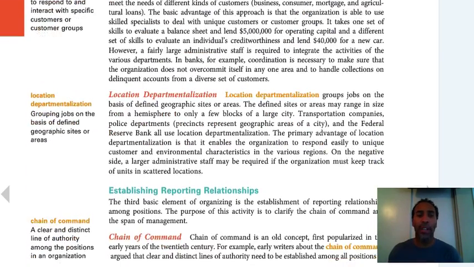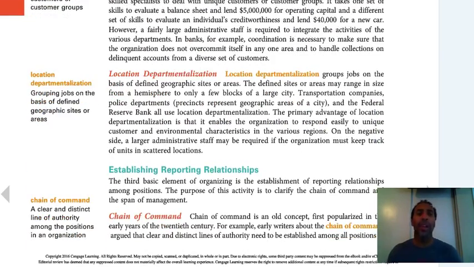Location departmentalization is grouping jobs on the basis of defined geographic sites or areas, right? So because you're in this area, I'm going to have you report to this person and your function is going to fall under this area. And that definitely makes sense. The defined sites or areas may range in size from hemisphere to only a few blocks of a large city. Transportation companies, police departments, and the Federal Reserve Bank all use location departmentalization, which makes sense for them.